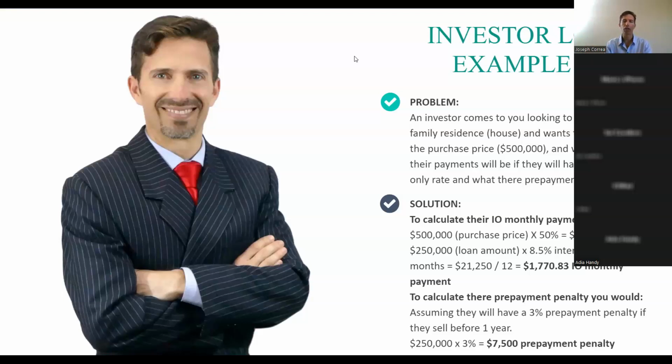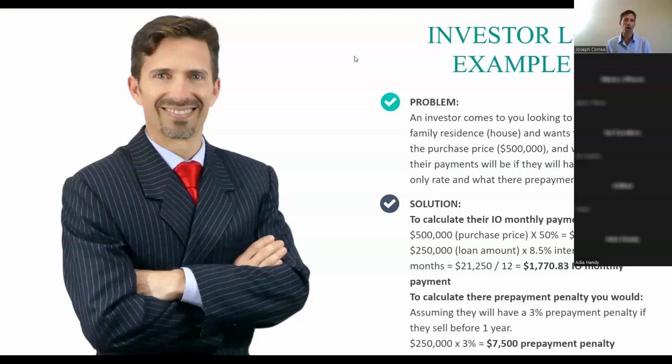So how would we calculate the prepayment penalty? Very easy. We would take the loan amount of $250,000 times 3%, which would be $7,500, and that would be their prepayment penalty. Now, investors, when they're making a profit of $50,000, they usually won't care that they're having to pay $7,500 as a prepayment penalty. So you shouldn't stress over that or worry about that.